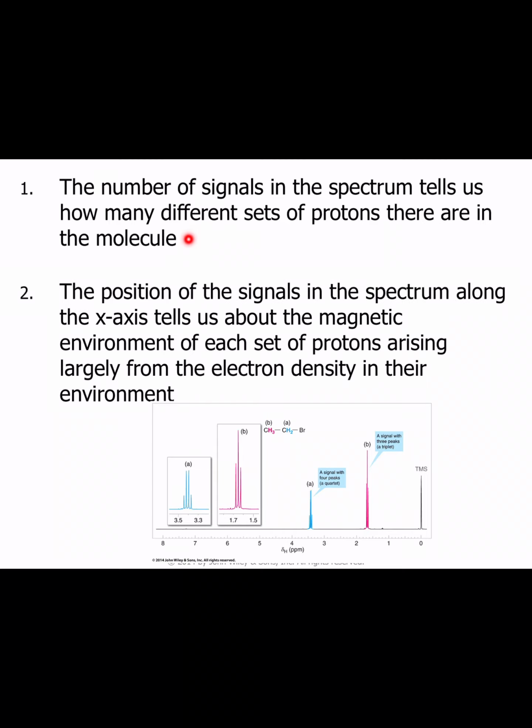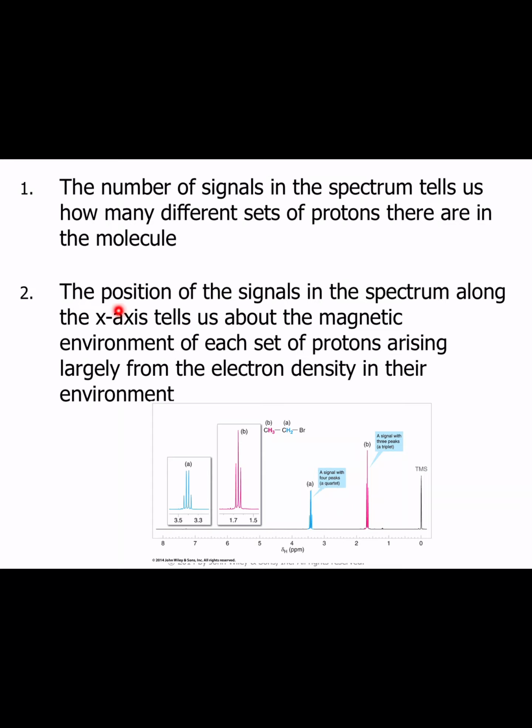Okay, now the information in more detail. The number of signals in the spectrum tells us how many different sets of protons there are in the molecule. Now, I'm going to refer to the same spectrum I showed you so I can explain what all this means. Number of signals. So there are 2 signals, A signal and B signal. And that tells us how many different sets of protons there are in the molecule. So there are 2 different sets. The blue hydrogens are different from the red hydrogens. So they are 2 different hydrogens. So we have 2 sets.